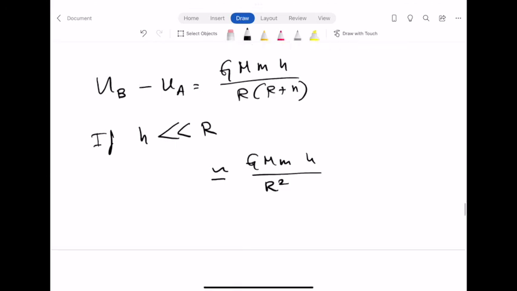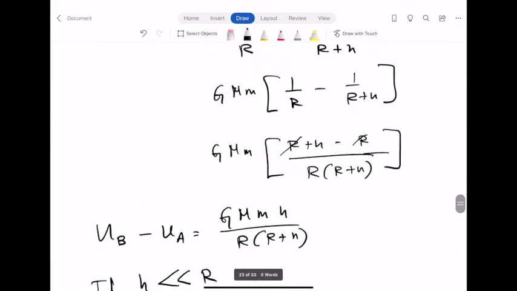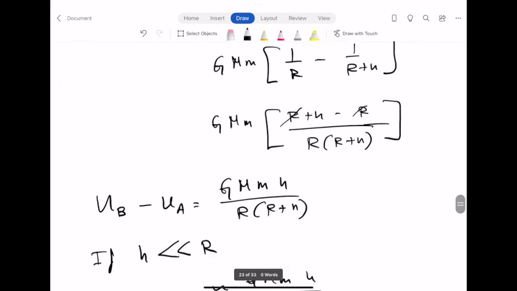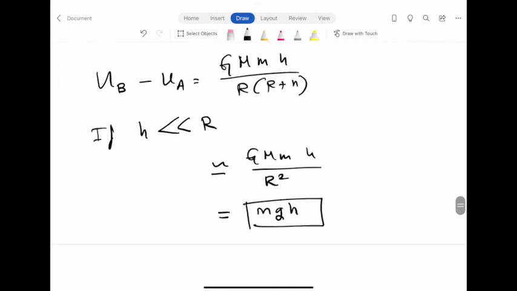All right. So now what can we make of this? We know that GM over r squared is just little g. So you can see that this expression is just mgh. And you can see that we've derived mgh starting from negative GMm over r for a situation where we're considering the potential energy difference between 2 points, where one point is on the surface of the Earth and the other point is at a small height above the surface.